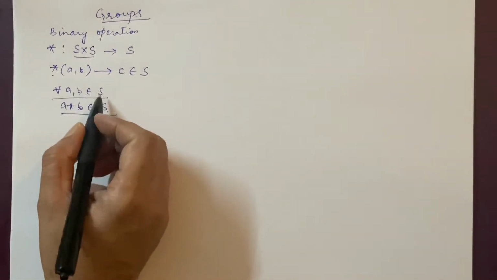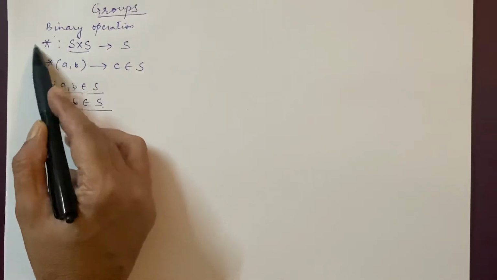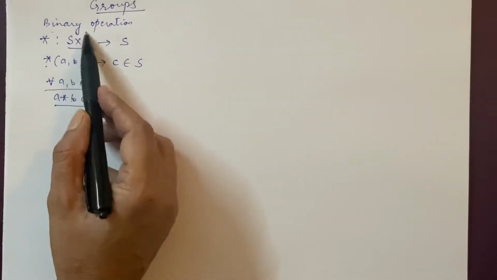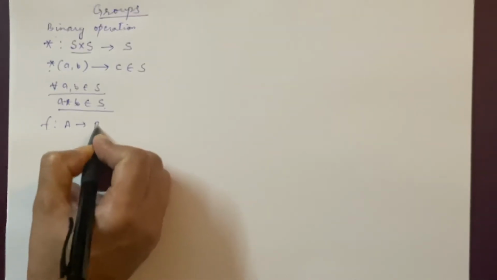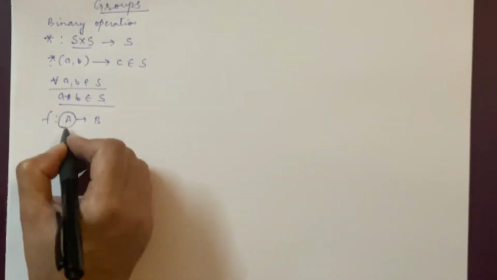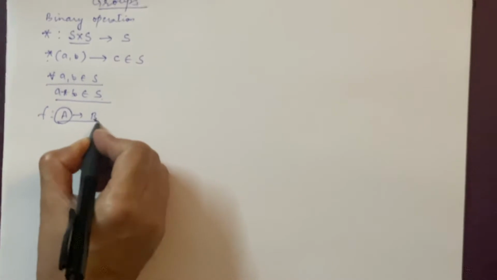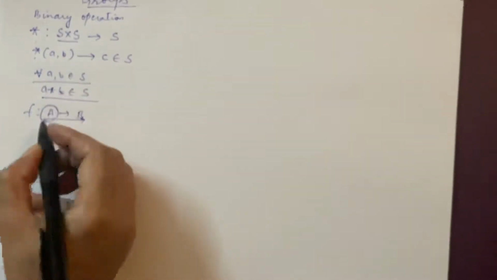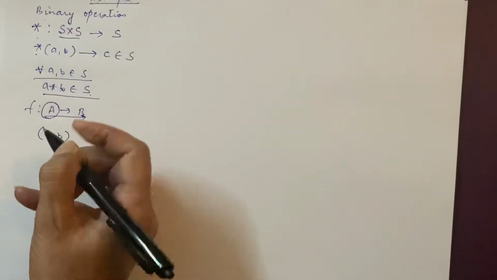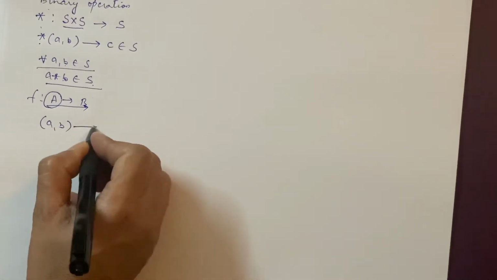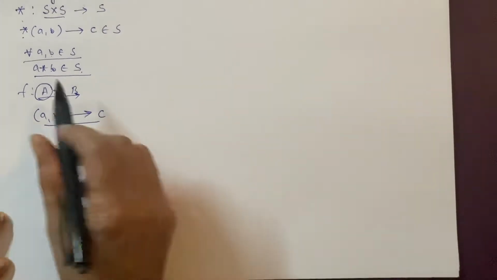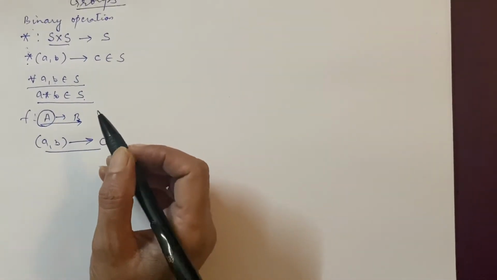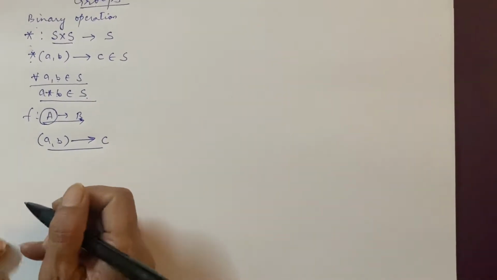Then we say that star is a binary operation, because what is the basic definition of a function? That if f is a function from A to B, then every element of A has an image in B. So in the case of a binary operation, every ordered pair of elements of S maps to an element of S. Then we say that star is a binary operation. So now let us come to group.